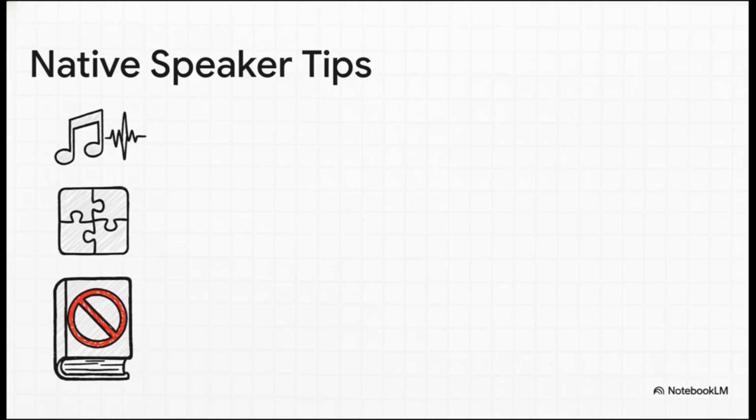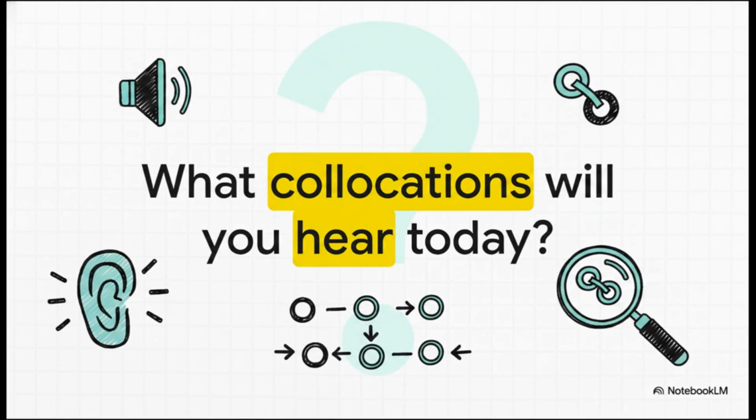And finally, please avoid word-for-word translation from your native language. It is a total trap. Start noticing these patterns and your English is going to sound so much more natural. It really is that simple. Once you tune your ears to hear these verb-noun best friends, you'll honestly start hearing them everywhere.